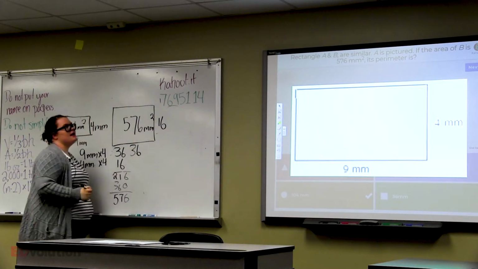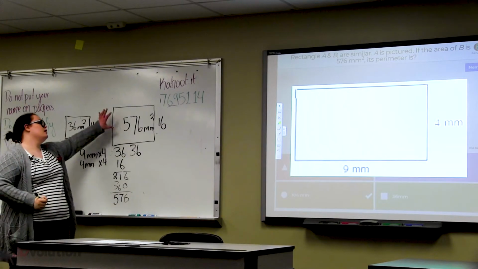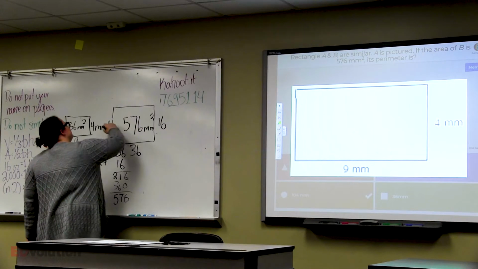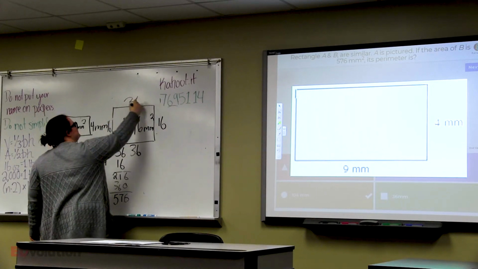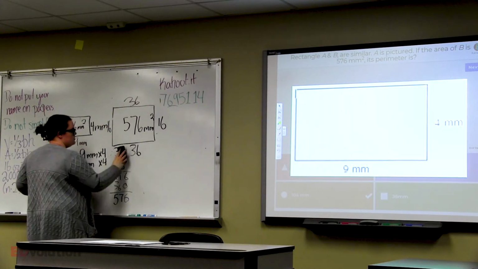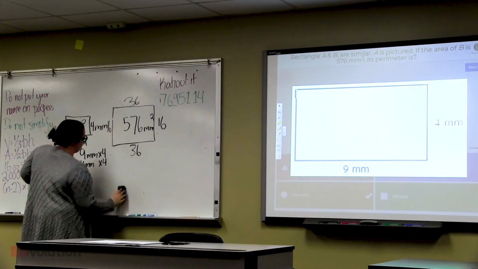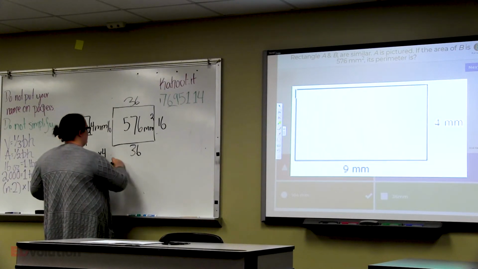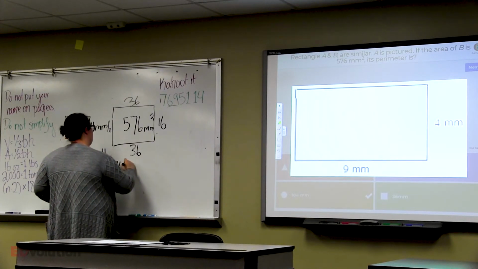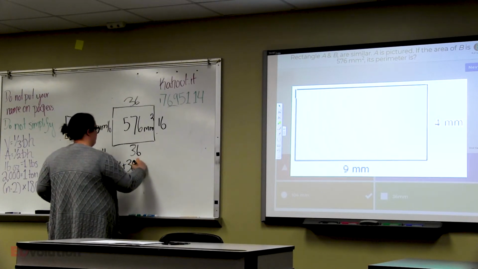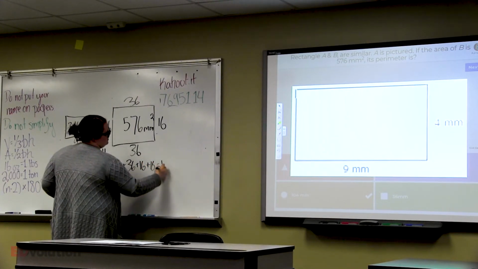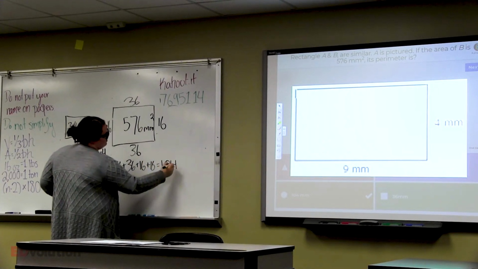So now we have to find the perimeter of this rectangle. So that would mean this side would also be 16 and the top would be 36. Which would add up to be 104.